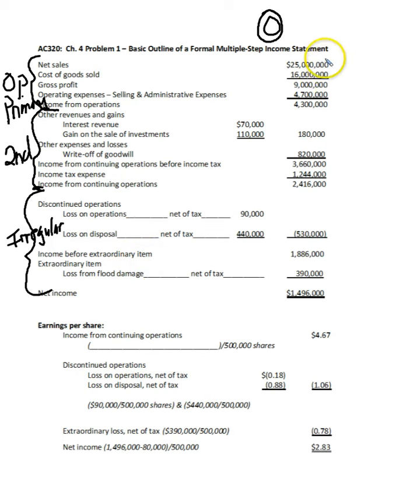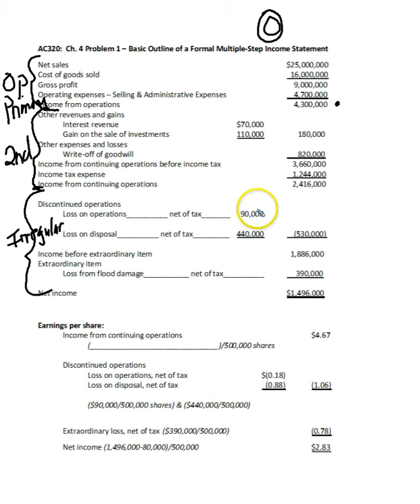Okay, so, I've just listed out here. So we've got income from operations. That's a key number that an analyst would be very interested in because that's our primary, our core operating activity here. Okay, and then income from continuing operations, and then we get into this unusual sort of thing.